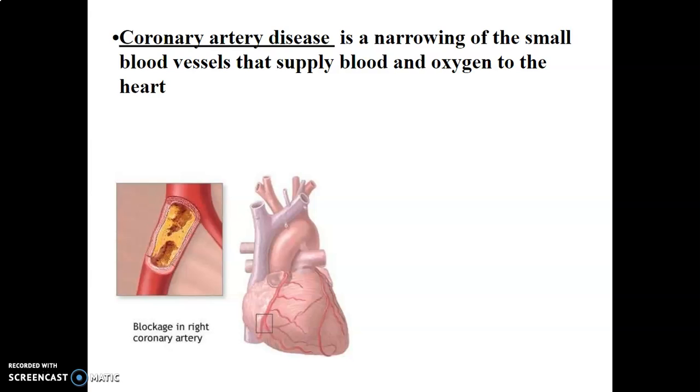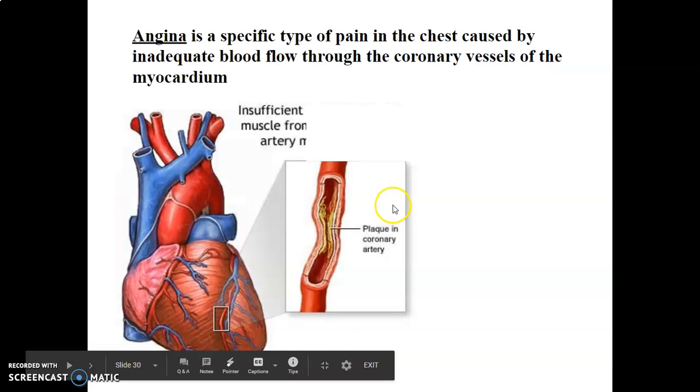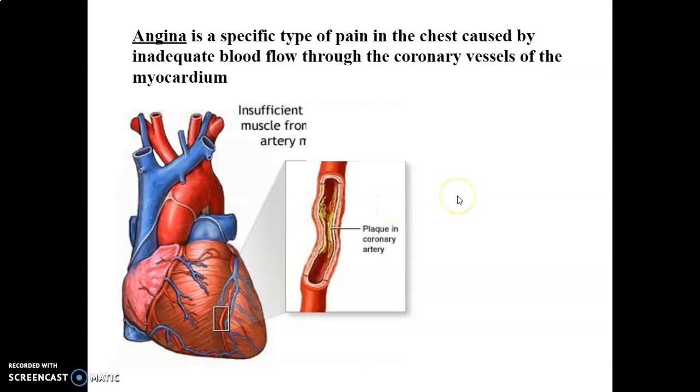Not to be confused with a heart attack. This is a progressive disease that happens over time. It's a narrowing of the small blood vessels that supply blood and oxygen to the heart. So again, we see this plaque build up and eventually can become blockage. If it blocks off that blood flow, blood's not able to get through, not able to get to that muscle tissue. I mentioned the pain a minute ago.